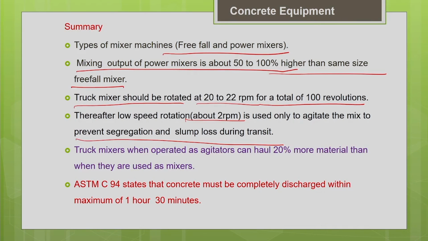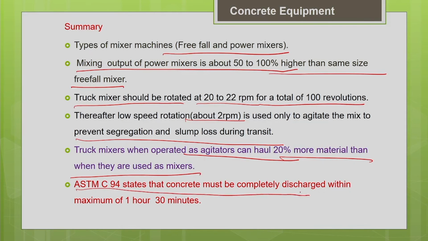Okay, so if you are going to use your transit mixers as agitators, it can handle 20% more material than when used as the truck mixer. Okay, and we should always keep in mind that the time is very critical in the concrete making process. So ASTM states that concrete must be completely discharged within a maximum of 1 hour 30 minutes. Okay, from the moment you add the water for preparing the concrete to the moment you discharge the concrete, the permissible time interval is only 1 hour 30 minutes. That is the maximum limit allowed.